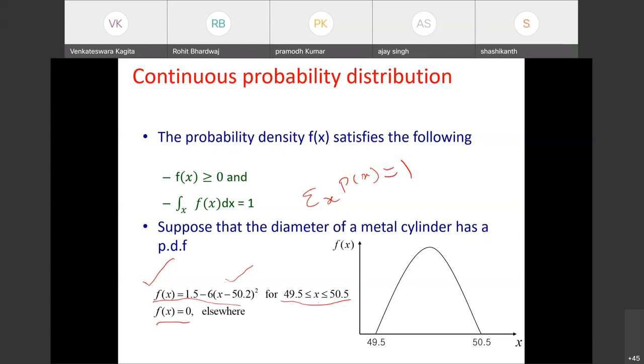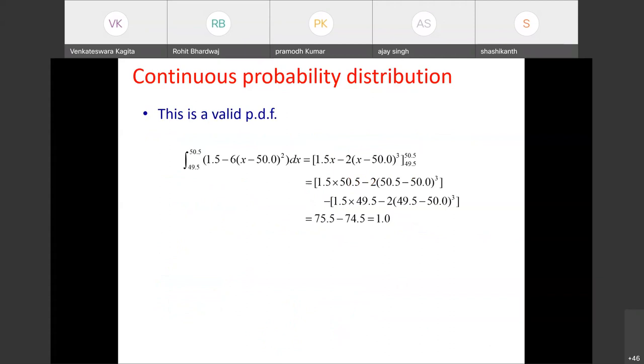So let's substitute one of the values and see what is happening. This must be x minus 50, I suppose, according to this. Let us try to substitute: 1.5 minus 6 times x minus 50 whole square. This is supposed to be 50, I guess, because the maximum value occurs at 50. So let's substitute 50. Then 50 minus 50 is 0, so the whole thing would be 0 and we get 1.5. So this is the distribution here.